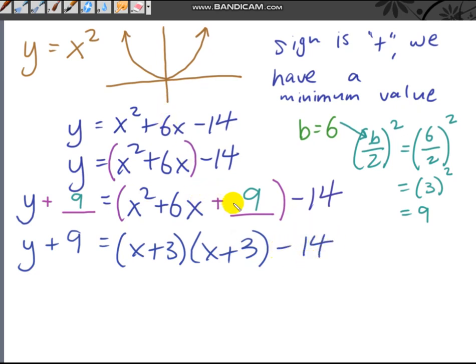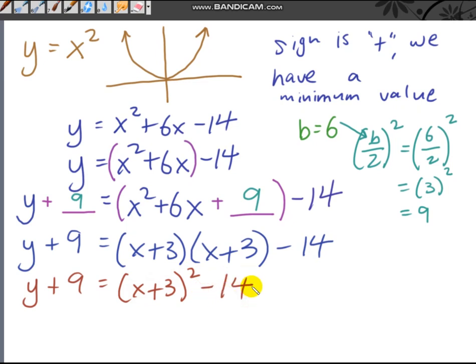So what we did is we factored this expression that we have here, and it factors down to x plus 3 times x plus 3, because 3 times 3 is 9, 3 plus 3 is 6. Okay. Next, we can also rewrite this expression with x plus 3 times x plus 3. So when we rewrite this, basically this becomes x plus 3 squared. And then we're going to subtract 14.